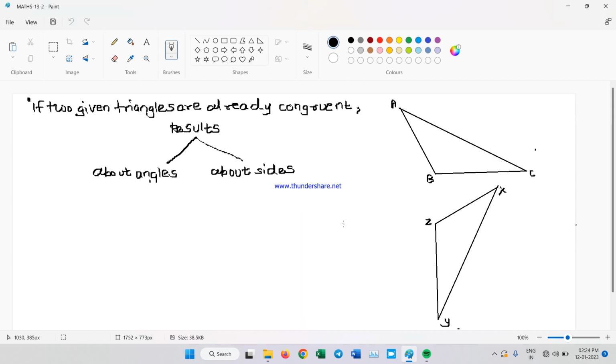Okay, now here we are considering two cases. This is the very first case. In this case we are considering that two given triangles are already congruent. They are already congruent, so we are discussing the results of congruent triangles. These results can be of two types, about the angles and about the sides.